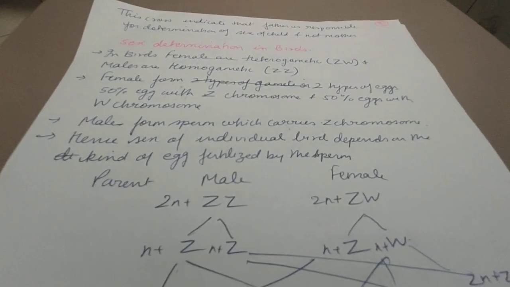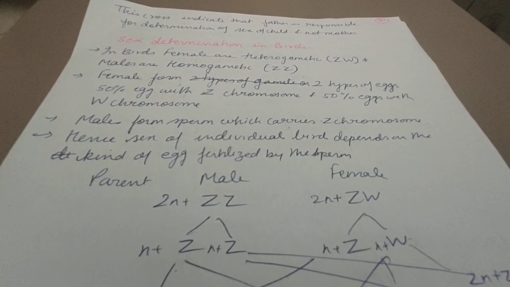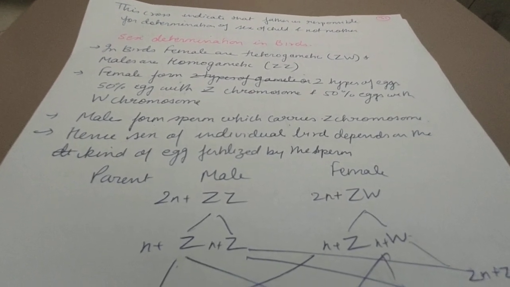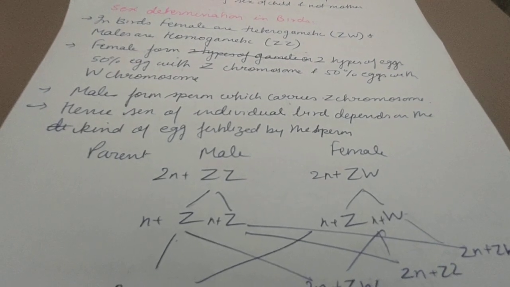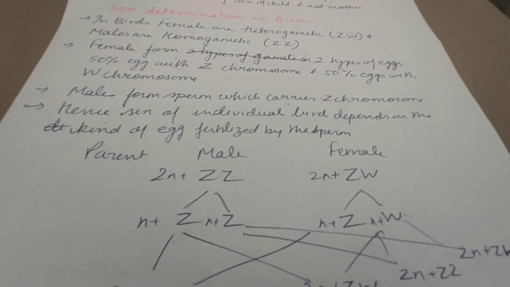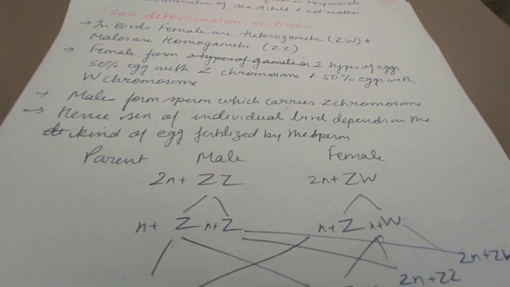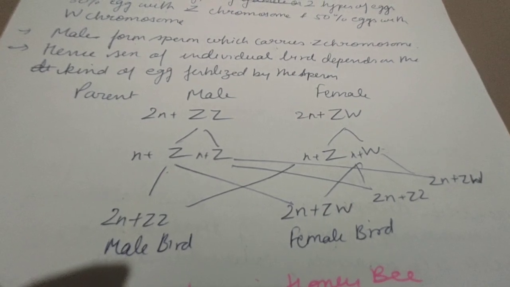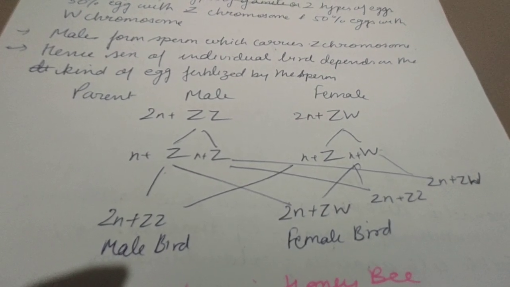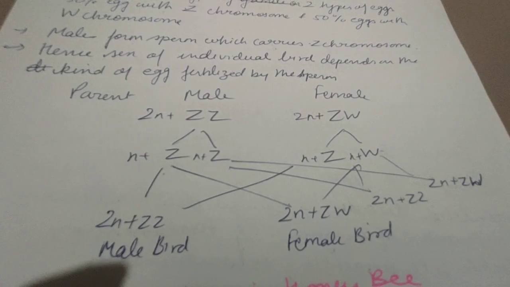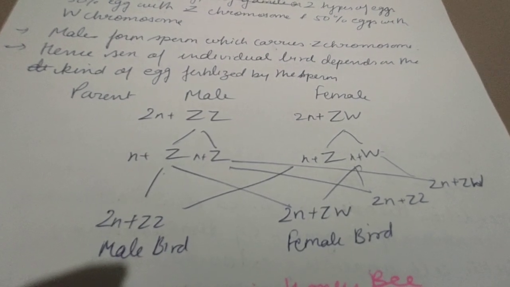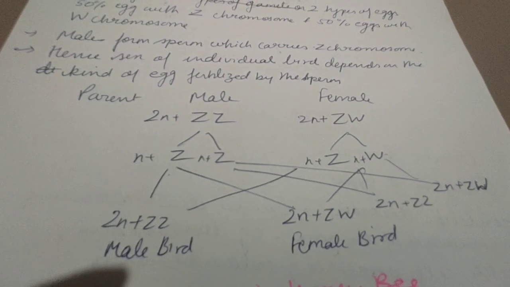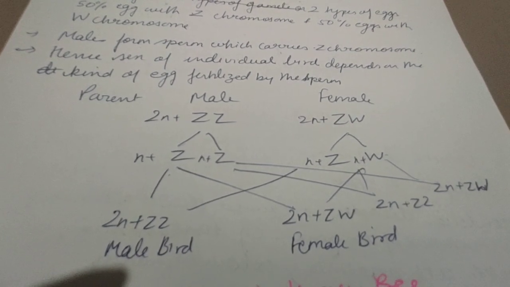So here the parents are a male bird and a female bird, and the genotypes are 2n plus ZZ and 2n plus ZW. So the male forms n plus Z and n plus Z, and the female will form n plus Z and n plus W. And you will see here again 50% male and 50% female birds are obtained in the F1 generation, like human beings, but here the female is heterogametic and the male is homogametic.